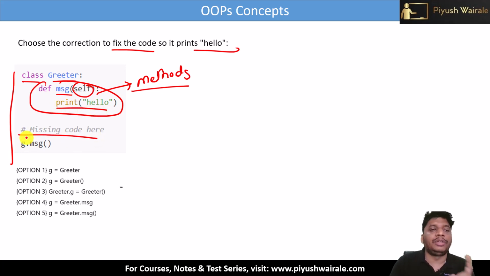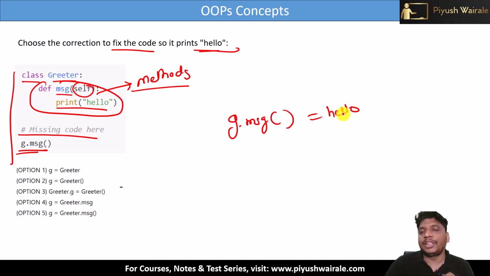Now the missing code, we need to fill the code. Now we are printing this one, d.msg, here we have empty brackets. We are calling the function msg here, and the output of this must be hello. Output of this must be hello.